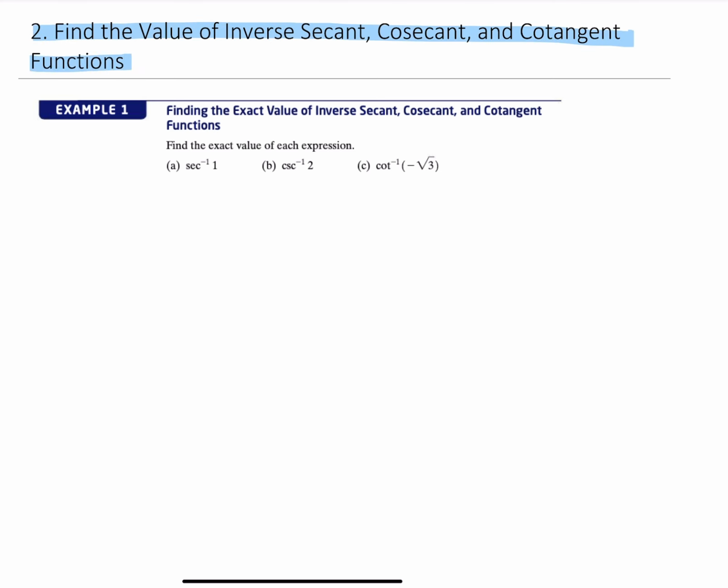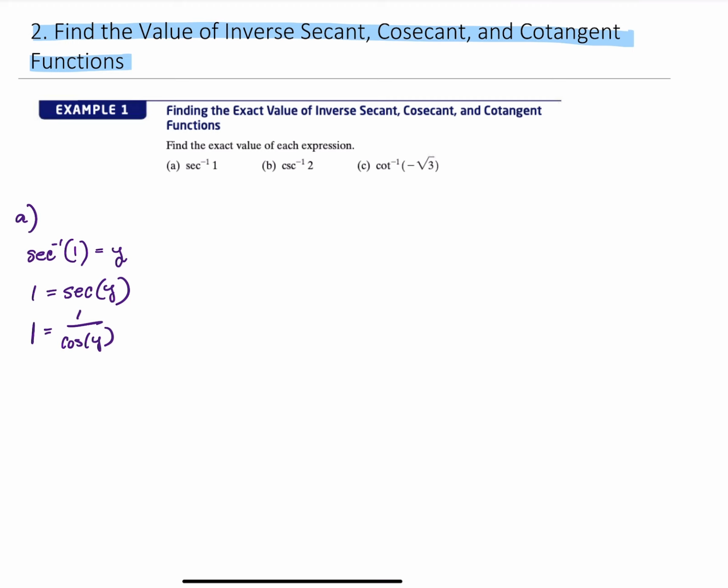Let's look at the first one. We have the inverse secant of positive 1. So I'm going to say this is equal to some angle. We can take the secant of both sides, so we're saying 1 is equal to the secant of some angle. Where is that true? Well, the secant is 1 over cosine, so we can always relate it back to sine and cosine.